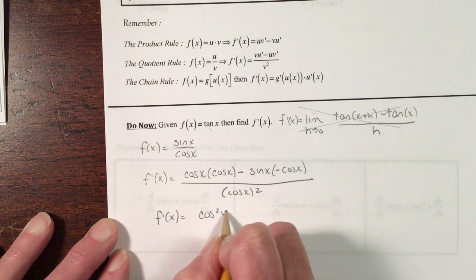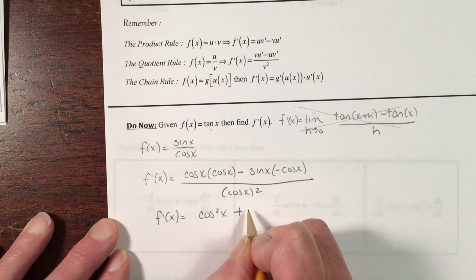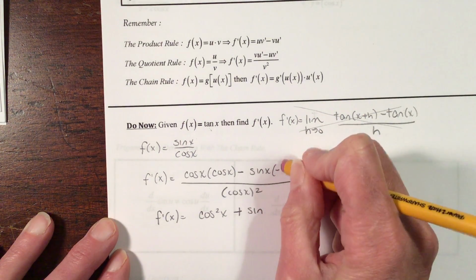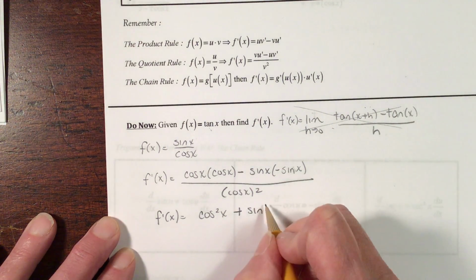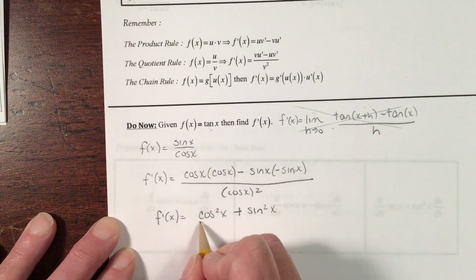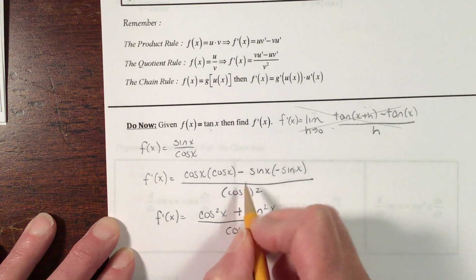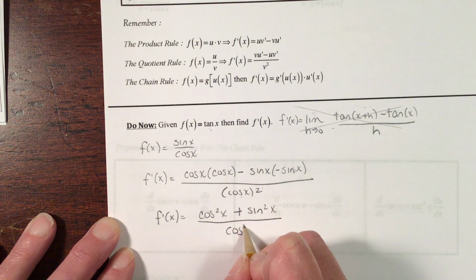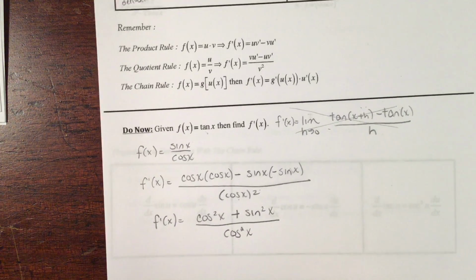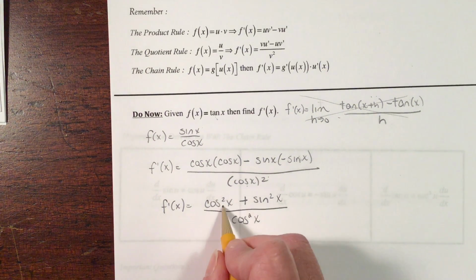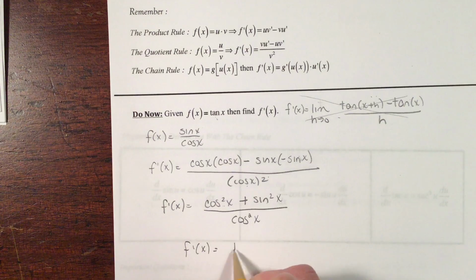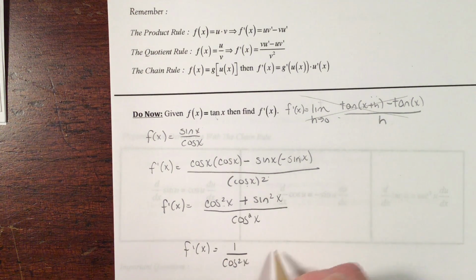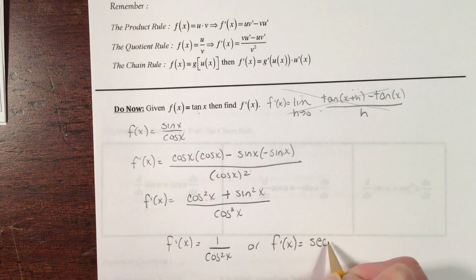Cosine squared x minus negative sine squared x gives me a positive. Oops, look at what I did. I don't have you guys in class to stop me. Negative sine squared x, all over cosine. Now, if I have cosine x squared, I can write this as cosine squared x. Okay, that's something that you guys should know how to do. And if I look up top, I have sine squared plus cosine squared, so that really is a 1 over cosine squared x, or another way I could write this is secant squared x.